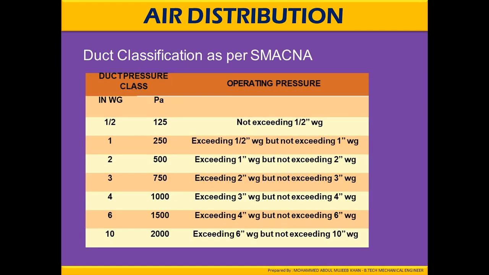Duct classification as per SMACNA. In inches of water gauge and in Pascal and their operating pressures is defined here. So for example, if the static pressure is 125 Pascal, which is half inch of water gauge, not exceeding half inches of water gauge should be the operating pressure.